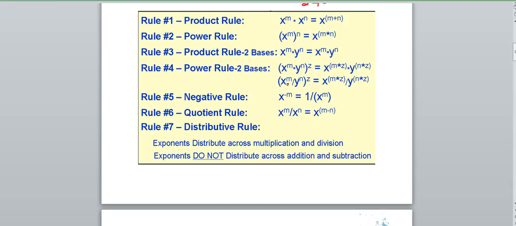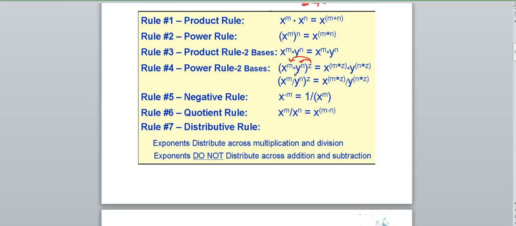What if they have different bases? Well, x to the m times y to the m, there's nothing you can do with that. You cannot combine it in any way, so that's just your answer. What if they have 2 different bases and they're being raised to a power? Then you're going to have to multiply each one. It's almost like you're distributing, if you know what distributing means. You take x to the m times the power of z, and y to the n times the power of z.